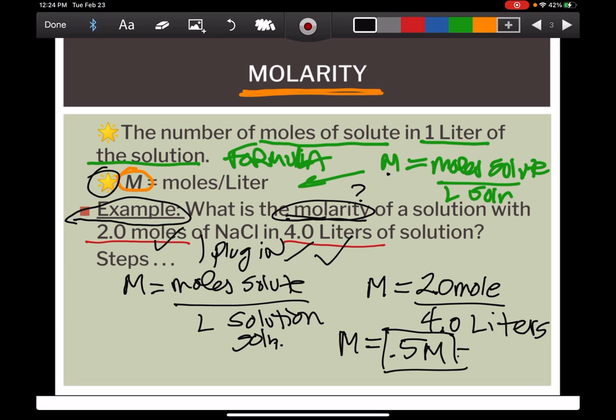M, remember, is moles over liters. It's automatically that, but the unit that we call it is M now. M meaning molarity. So there's the first one.